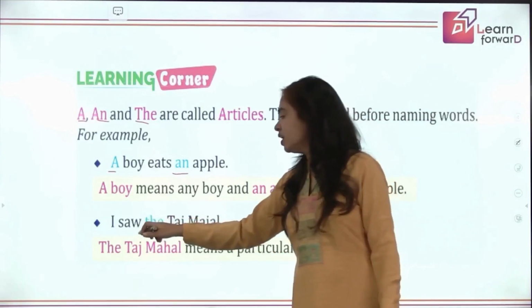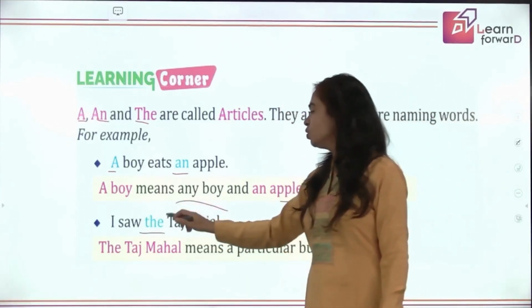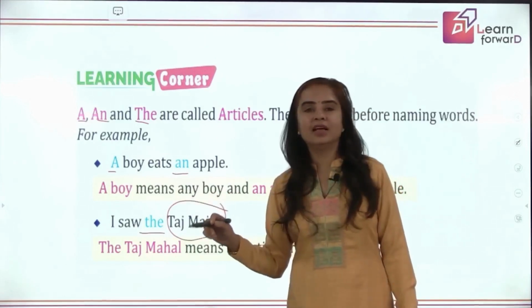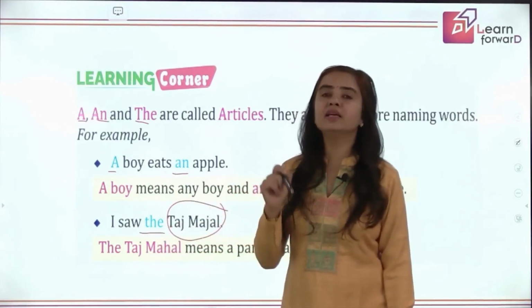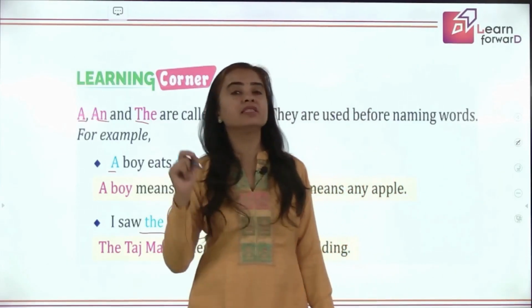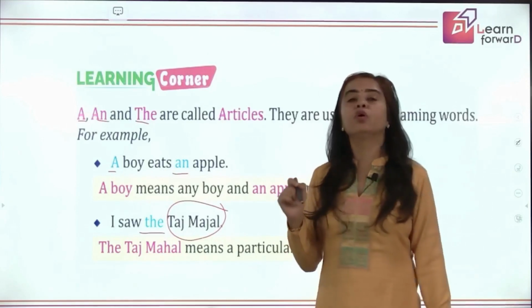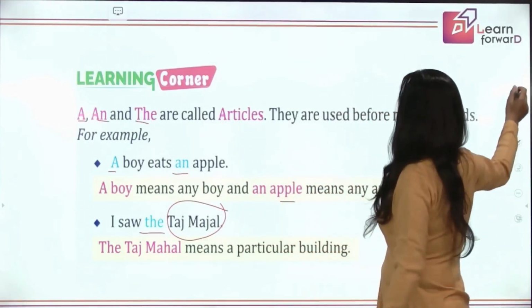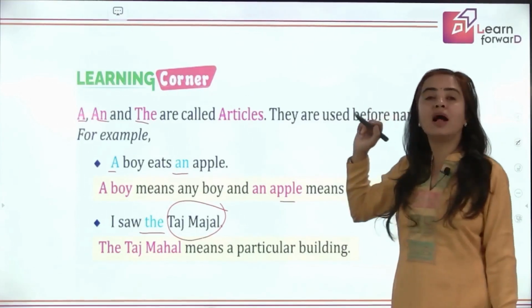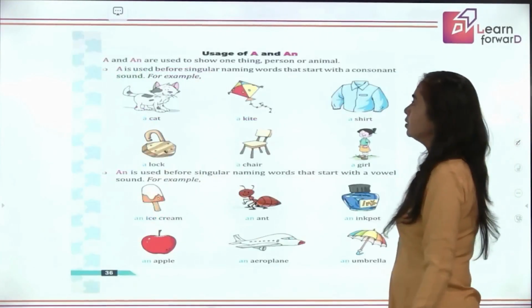If I say I saw the Taj Mahal. Now Taj Mahal is also a naming word, isn't it? And I'm using the before it. Why? Because Taj Mahal is a special building. It's a monument. So I'm using the before it. I'm talking about that particular monument. So this is how we use the articles before naming words and we'll learn more about them ahead.